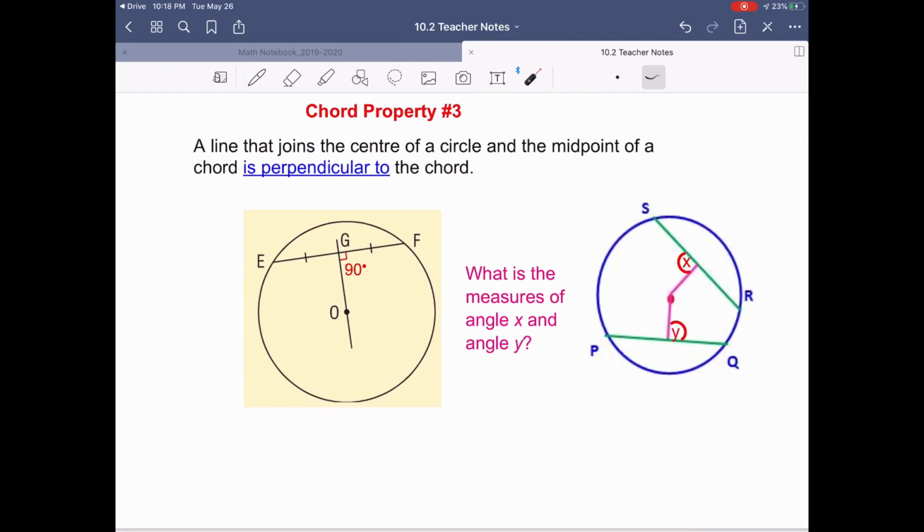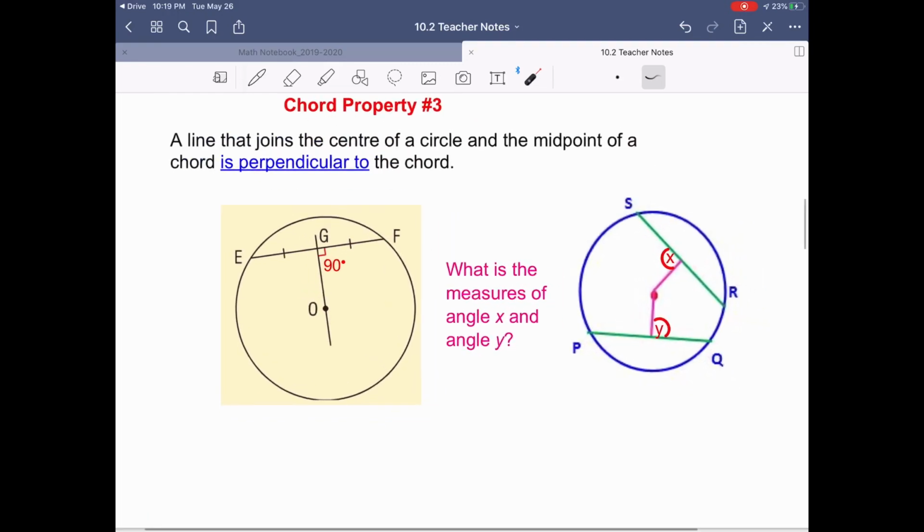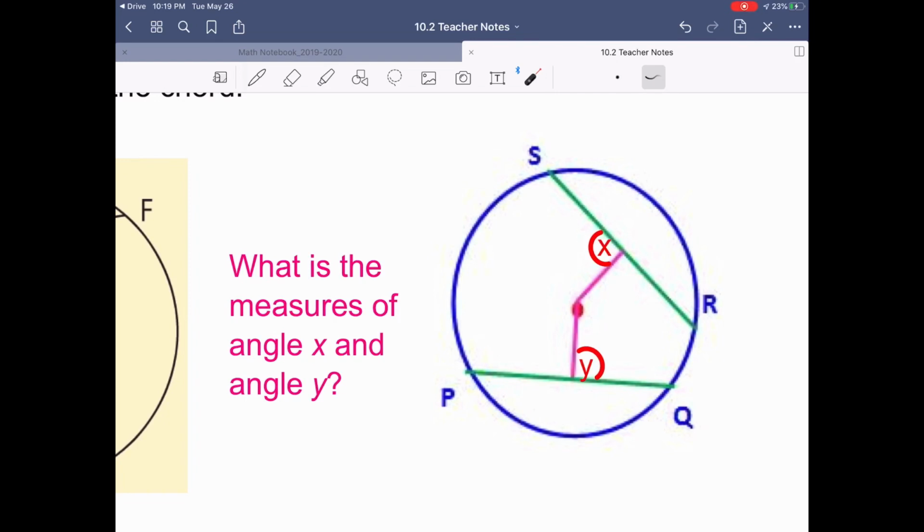Chord property 3 says that a line that joins the center of a circle and the midpoint of a chord is perpendicular. Again, it's saying the same thing. Whenever you have a line that connects the center of a circle and the center of a chord, it's going to be perpendicular, which means it's going to create a 90-degree angle. That's important because we're going to end up using 90-degree triangles. So here, what are the measures of angle x and angle y? You have a line from the center of the circle to the center of the chord. That's going to be a 90-degree angle, and same with this one, it'll be a 90-degree angle.